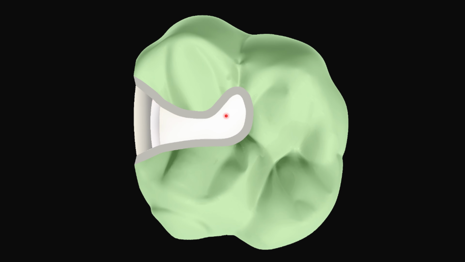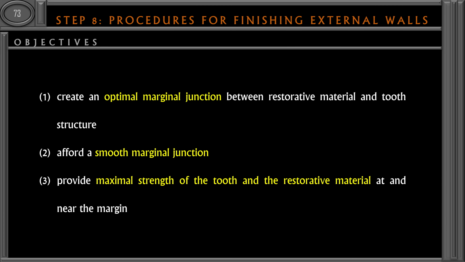So the wall which is present between the inner walls and the floors of the tooth preparation and the outer surface of the tooth is called the external walls. So this external wall and the marginal configurations are very important depending upon the type of the restorative material which we are using.